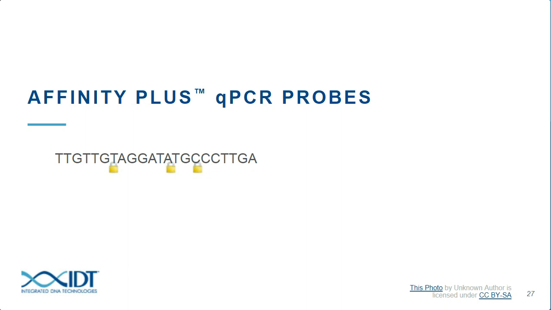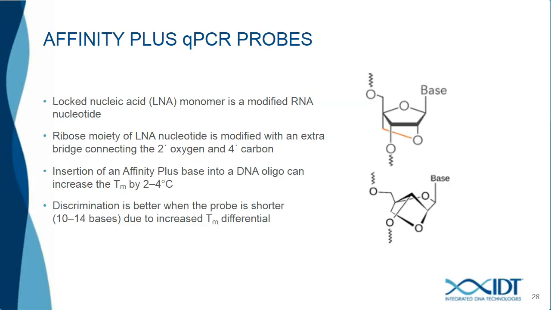With the last few minutes of my talk, I would like to discuss Affinity Plus qPCR probes. Affinity Plus qPCR probes are IDT-branded locked nucleic acid, or LNA, probes. What these are, are modified bases that go within a probe, and they're actually an RNA base versus a DNA base. How they differ from conventional RNA bases is a secondary bridge that forms between the 2' oxygen and the 4' carbon. What this does is it locks the ribose in an endo configuration. And while in that configuration, it aligns the base more advantageously for base pairing with its adjacent base. This gives us a Tm boost of about 2 to 4 degrees.